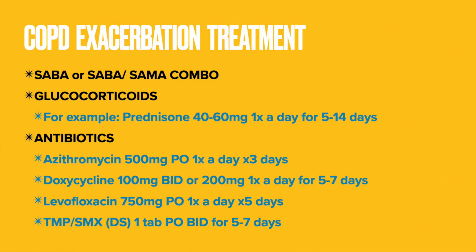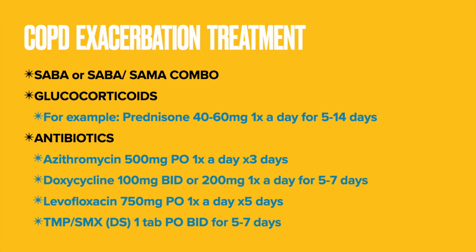A mainstay of treatment for patients with a COPD exacerbation is going to be inhaled short-acting beta agonists, such as albuterol, or a SABA-SAMA (short-acting muscarinic antagonist) combo, such as the DuoNeb, which is a combination of both albuterol and ipratropium. We can tell our patients at home to take 2 inhalations of their albuterol inhaler every hour for 2 to 3 hours, and then every 2 to 4 hours, they can take another 2 inhalations based on their symptoms.